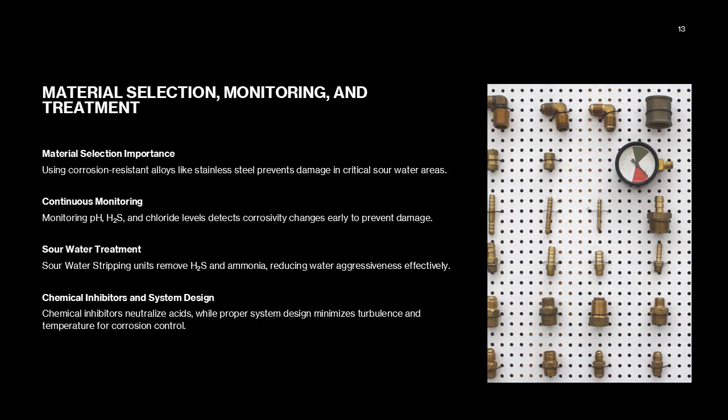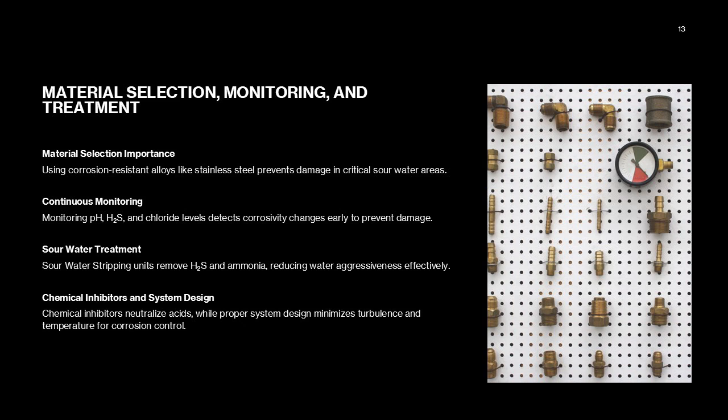Prevention and management strategies, material selection, monitoring, and treatment. Effective management of acid sour water corrosion involves a multi-pronged approach. Material selection is paramount. Resistant alloys such as stainless steels or specialized corrosion-resistant materials should replace carbon steel in critical areas. Continuous monitoring of pH, H2S levels, and chloride content helps detect changes in corrosivity before damage occurs. Sour water stripping, SWS, units are commonly employed to remove H2S and ammonia from process water, reducing its aggressiveness.